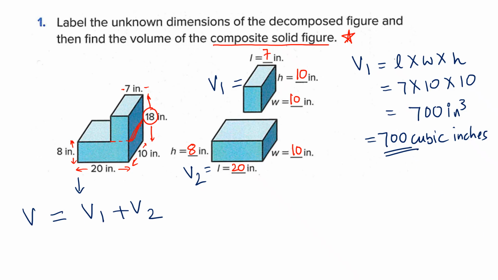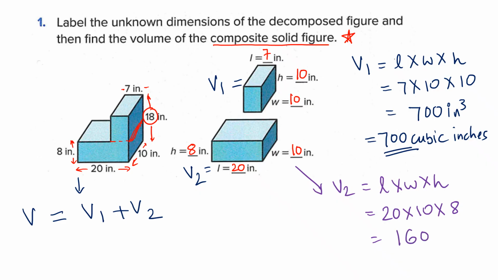Now let's find the second volume. I'm going to change color. So V2, which is the volume of this lower body, is the same formula, length multiplied with width multiplied with height. So length is 20, width is 10, height is 8. So let's find 20 multiplied by 10, that's 200, multiplied with 8. So 1600 cubic inches.